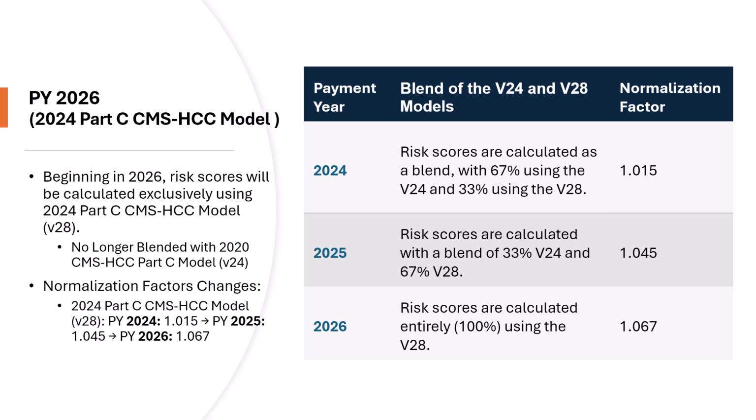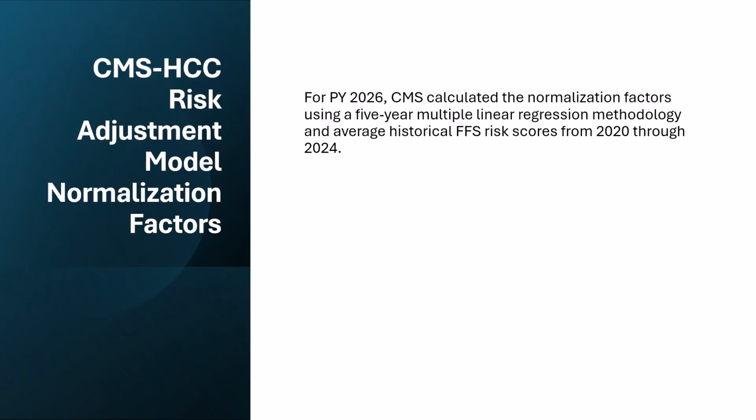This factor is calculated by the CMS and used to standardize MA risk scores with those of traditional Medicare fee-for-service beneficiaries. The higher the normalization factor, the lower the adjusted risk score, and the lower the payments to the Medicare Advantage plan. Conversely, a lower normalization factor results in higher adjusted risk scores and potentially higher payments. For Payment Year 2026, CMS calculated the normalization factors using a 5-year multiple linear regression methodology and average historical fee-for-service risk scores from 2020 through 2024.